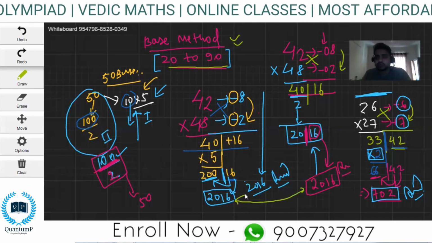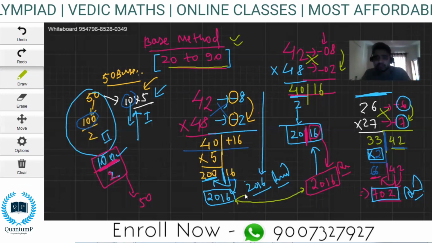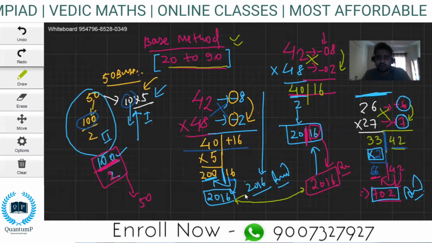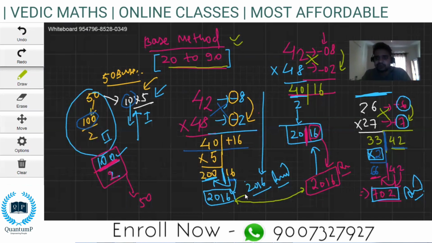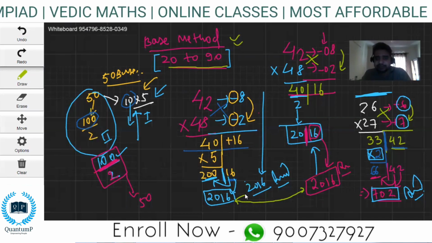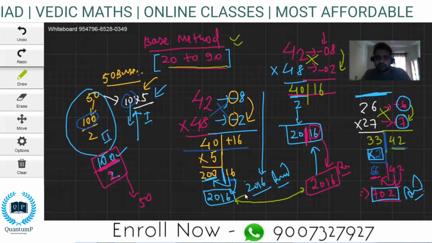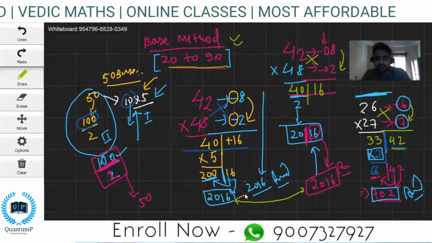So think about which method is more quick. Basically both are almost the same kind of time-taking process in terms of the performance of the sum. It depends now on the sum also, which kind of multiplication, which kind of numbers you have.